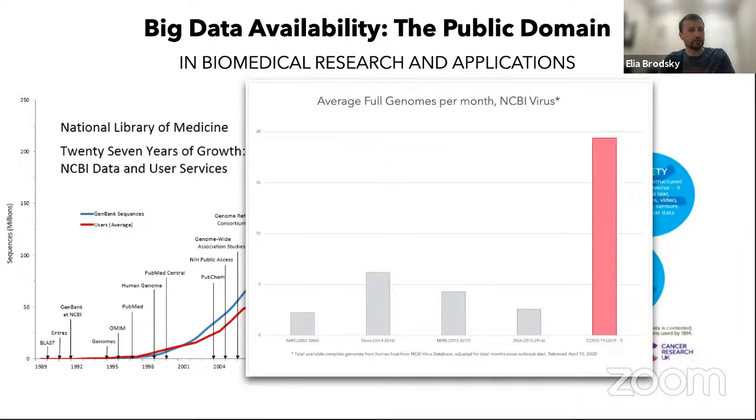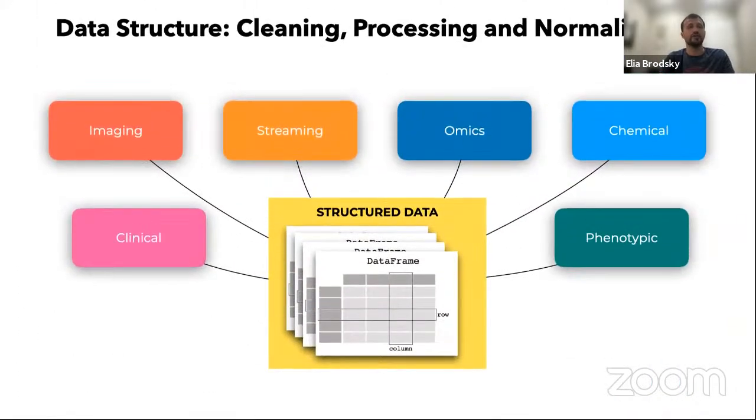So the first challenge, having this kind of availability of data, the first challenge that I see is the challenge of data structures, how to clean, process, and normalize the huge variety of data types that is available. And these include imaging data, streaming data like EMR, clinical data, omics data, chemical data, phenotypic data, all have to be prepared so that they are structured and available for the layer of analytics that we would like to apply in a meaningful way to these types of data sets and potentially even integrate them to find associations between the phenotypic data and the different types of omics data that are available.